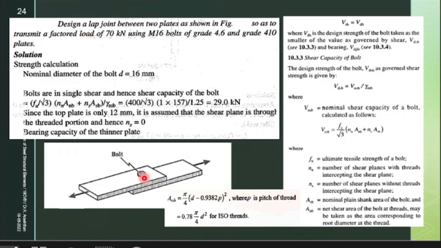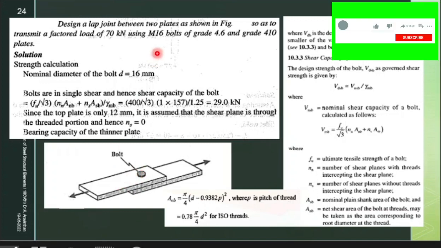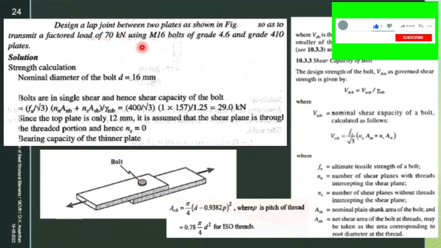how many number of bolts are required, at what distance you have to provide. In this example you have a bolt here and this bolt has to be connected between these two members. That is, you need a distance from the edge of the plate as well as the edges, how many number of bolts are required. So this is known as a design. This has to transmit a 70 kilonewton load.